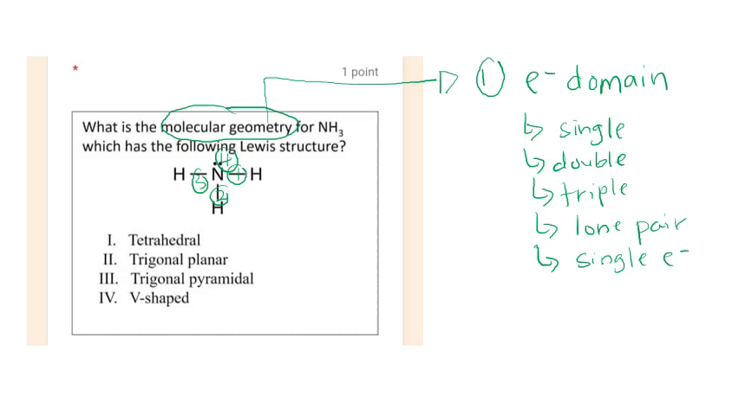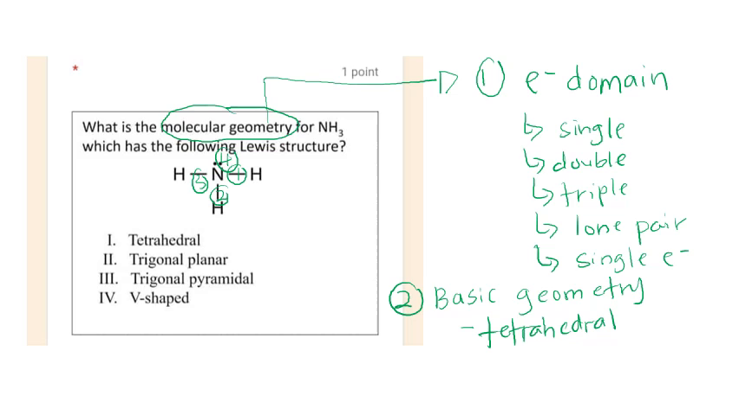After we determine the number of electron domains, the second thing we have to know is the basic geometry, or electron pair geometry. If we have 4 electron domains, the basic geometry is tetrahedral. Then from tetrahedral, we imagine there is one lone pair. So the shape of the molecule will not stay tetrahedral, but will become trigonal pyramidal.